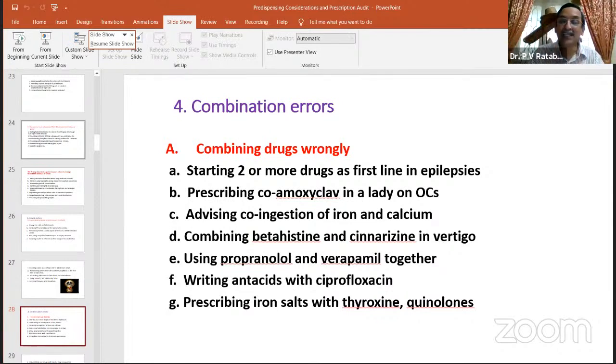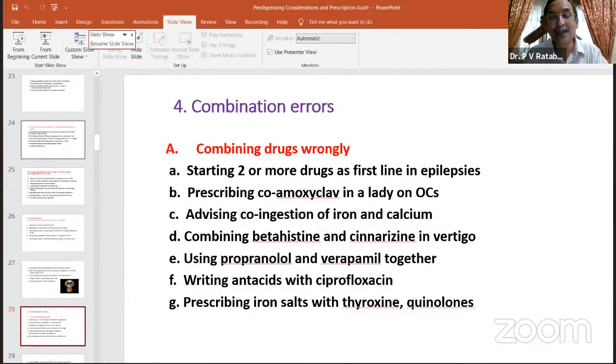Advising co-ingestion of iron and calcium, in pregnancy, where iron and calcium are given together. Patients are not told when to take them: calcium after breakfast, iron, as I said, 1 hour after lunch. Please remember, calcium after breakfast, iron 1 hour after lunch. Betahistine, cinnarizine in vertigo, even ENT specialists make this mistake. Both are useful in vertigo, but both cannot be used together because one competes with the other and both do not have any action. So betahistine is agonist, cinnarizine is antagonist. Both are useful in vertigo, but together they have no action.